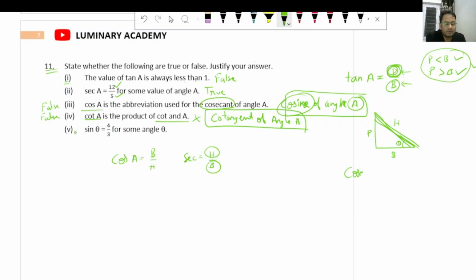Now the fifth part, sin A equals 4 upon 3. You know that the value of hypotenuse should always be the biggest, but here hypotenuse is 3, that is not possible, because perpendicular cannot be greater than hypotenuse. So this condition is also false. The value of perpendicular is 4 and hypotenuse is 3, and hypotenuse should be the largest, so this is wrong. I hope you got this logic.